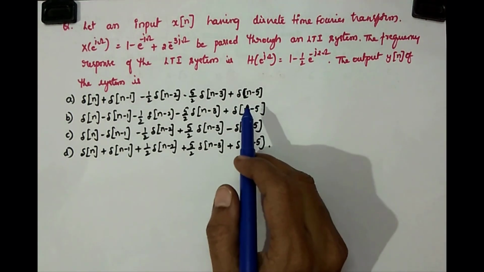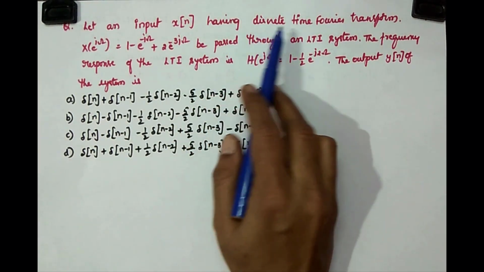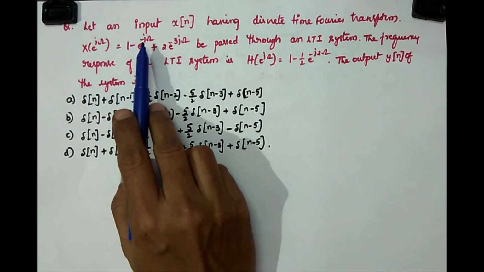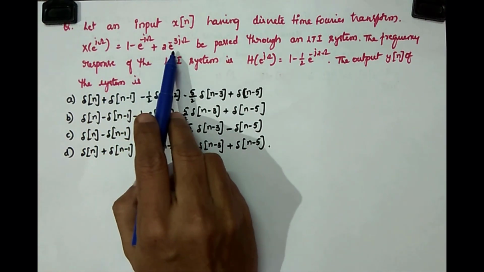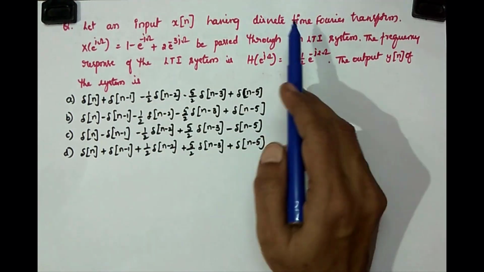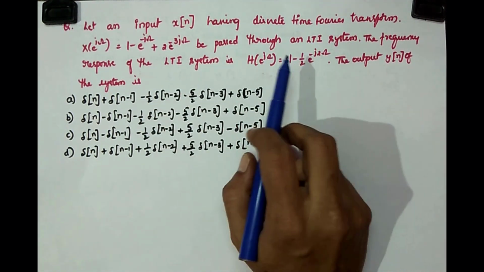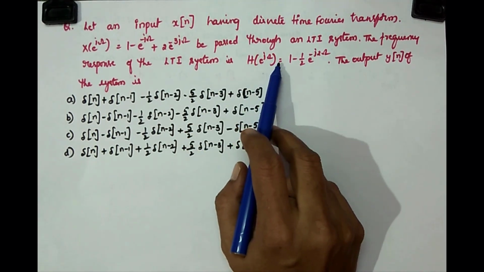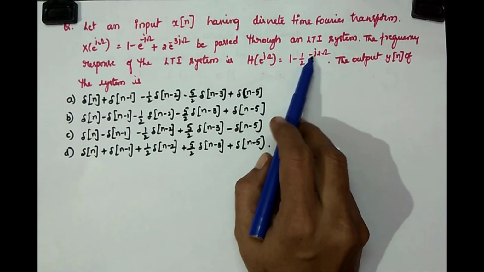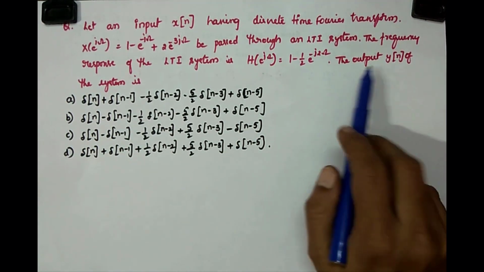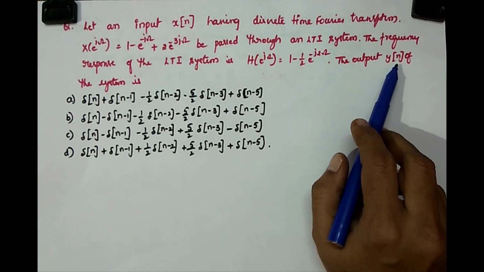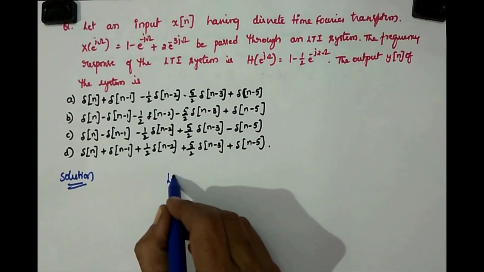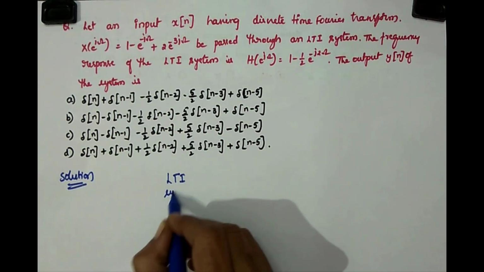Today's GATE question is: let an input x[n], having discrete-time Fourier transform X(e^{jω}) = 1 − e^{−jω} + 2e^{−j3ω}, be passed through an LTI system. The frequency response of the LTI system is H(e^{jω}) = 1 − (1/2)e^{−j2ω}. The output y[n] of the system is, yes, they consider one LTI system.